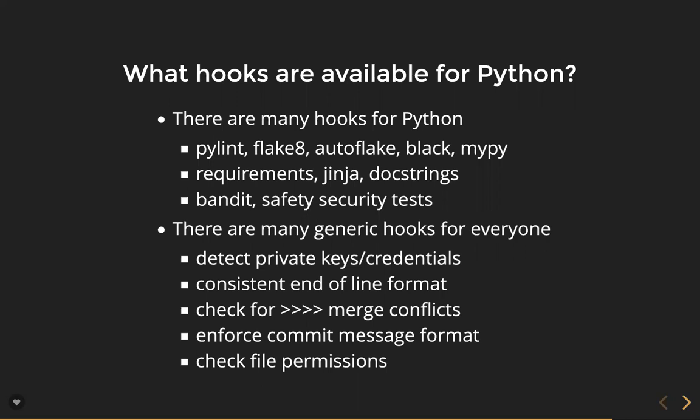Stuff like checking for merge conflicts. Those little carets that show up in your file whenever you have a merge conflict, and what if you forgot to remove one of them and clean it up? You should fail your commit because there's an unresolved merge conflict. Or checking for file permissions. What if your IDE saves everything as writable? That doesn't make any sense. Your files shouldn't all be writable. You can enforce that as a commit hook.